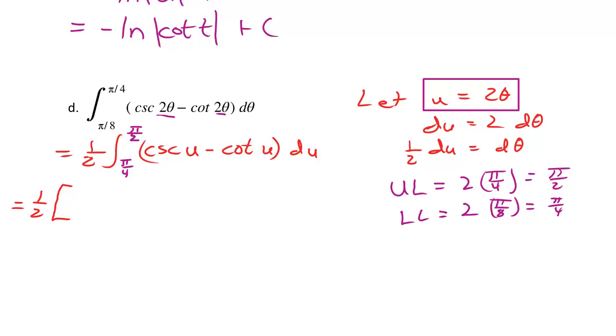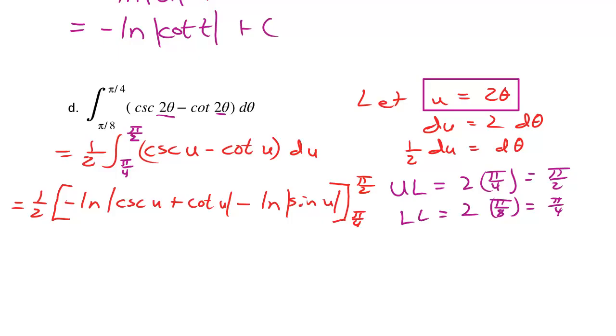All right, so the antiderivative of cosecant is negative natural log of cosecant u plus cotangent u. And then we have minus cotangent u, and that antiderivative is the natural log of sine u. Okay. And then we need to go from pi over 4 to pi over 2.